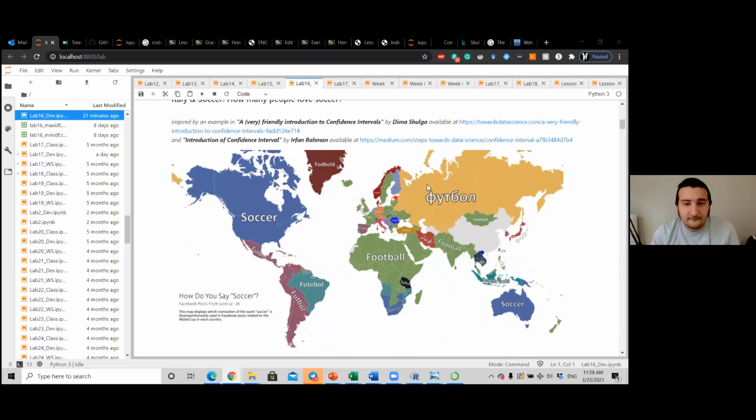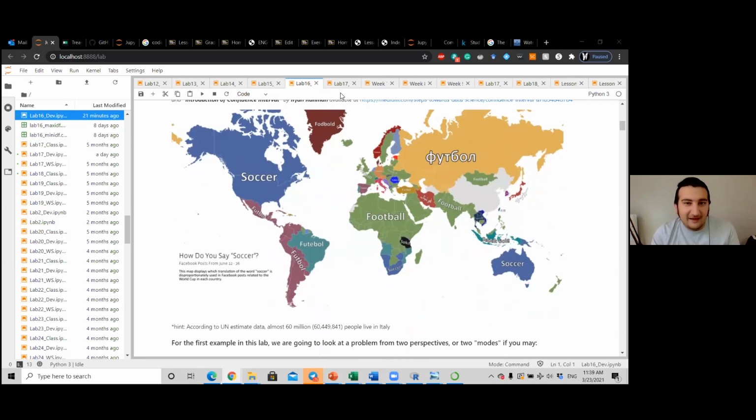So, I gave you a map to support the argument on soccer and football, so you can look at it and see how many people in the world actually call it soccer. So it's just Americans, Australians, and parts of South Africa. And in the rest of the world, it's mostly football.